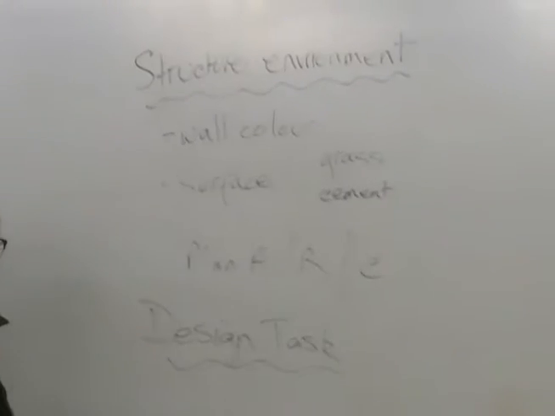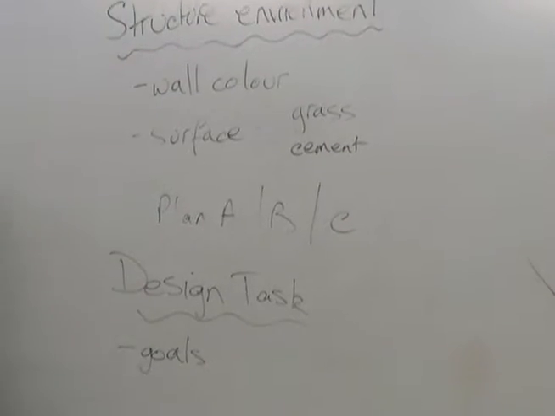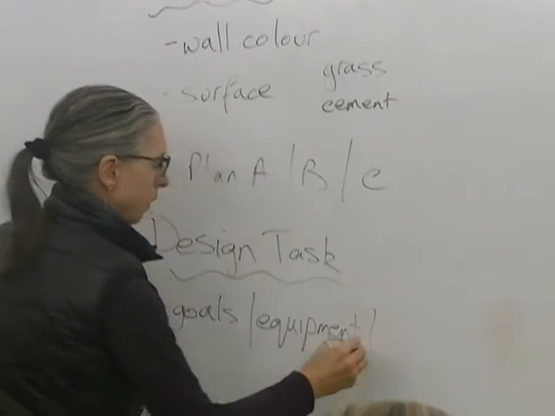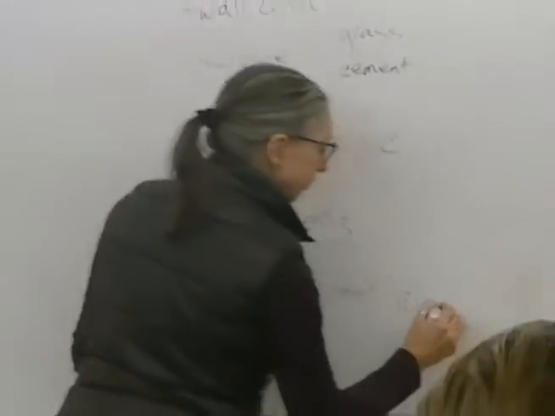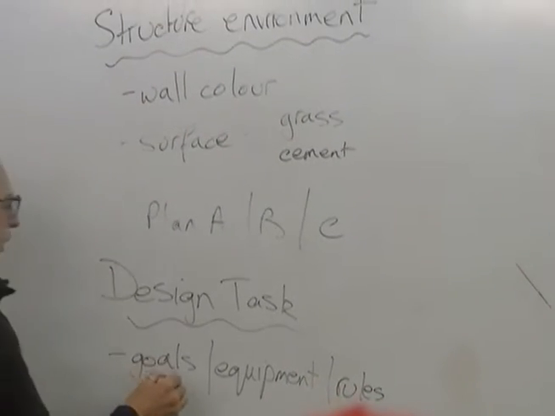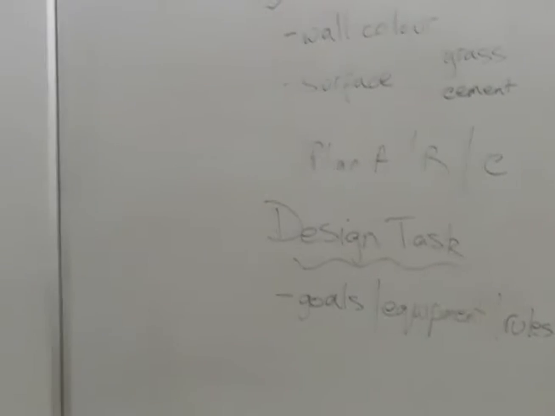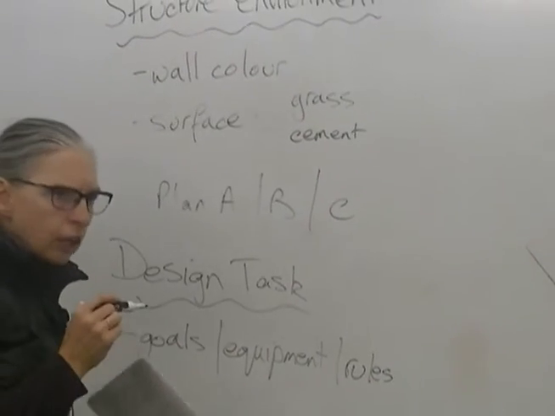So we had three subcategories under task. We've got the goals. We've got the equipment. Anybody remember what the third one is? So, what's the goal? Right? Is the goal throwing hard, or is the goal throwing gently? Right? Are we running really fast, or are we galloping today?